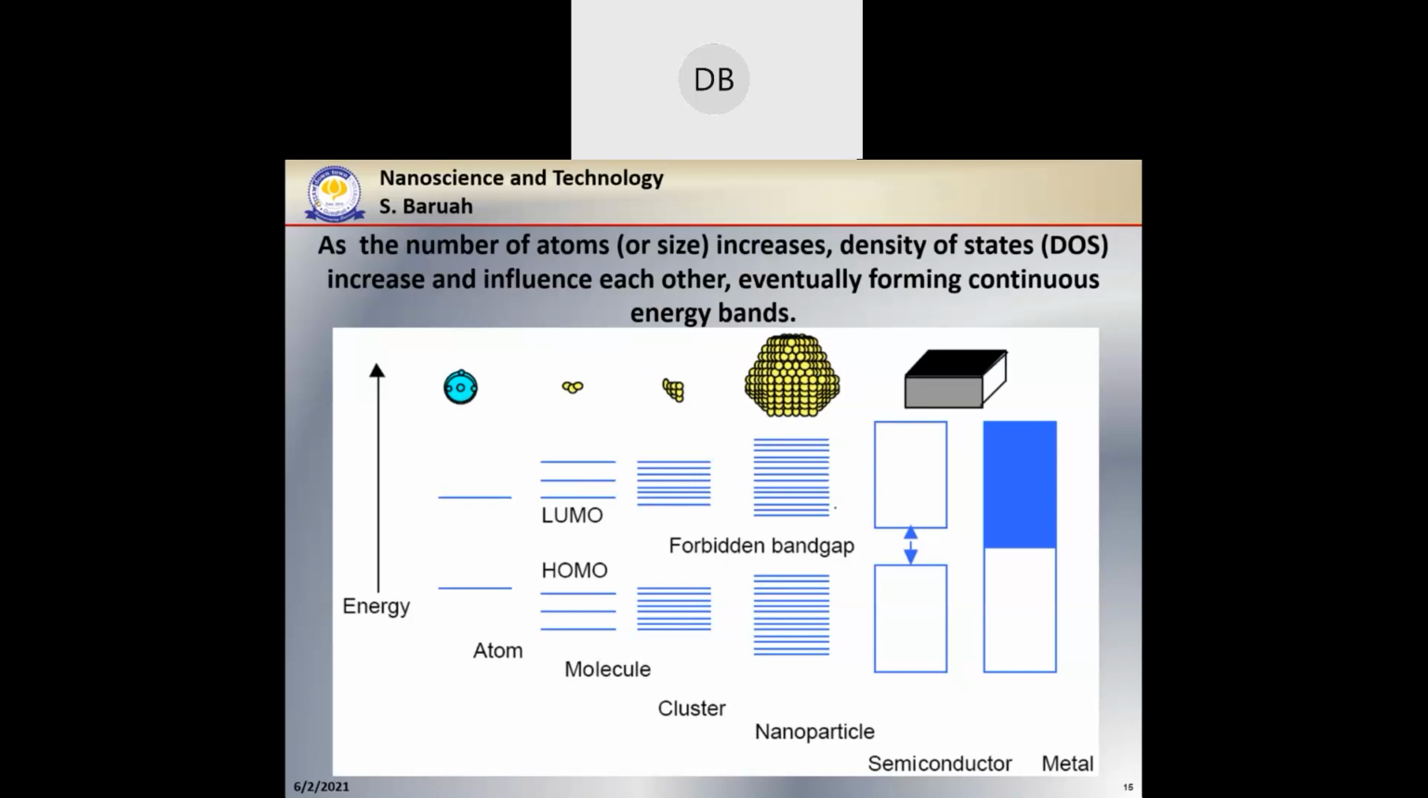Okay, and when we go to a bulk material, this is a semiconductor material. There will be some energy difference between the valence and conduction band, but in a metal, like this is a semiconductor, say, and this is a metal. In a metal, they will overlap. Okay, and that's why we have so many free electrons in a metal.